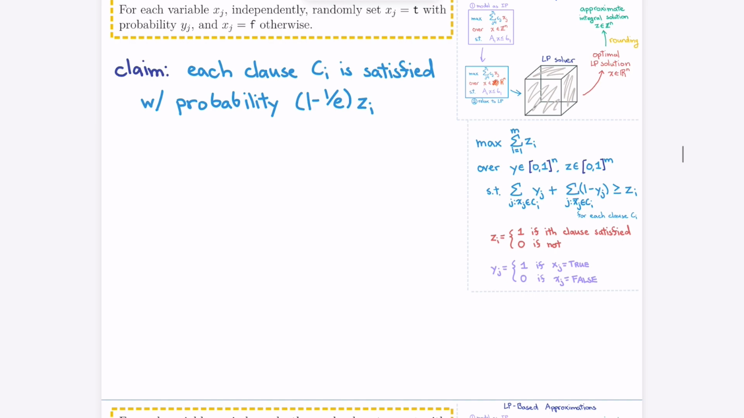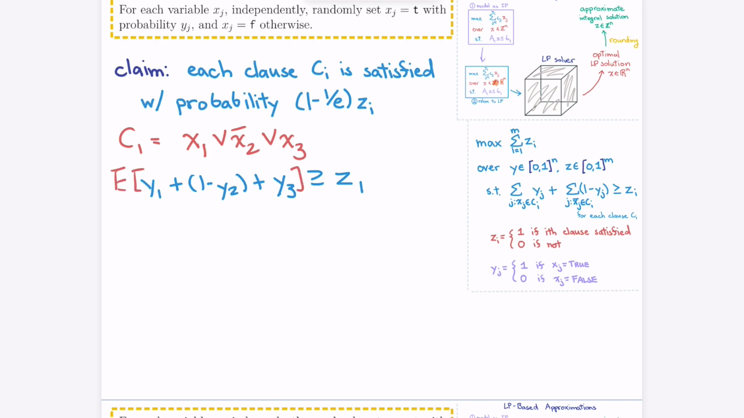We can make this a little bit more concrete. Let's say that I'm looking at C1, which is equal to X1 or not X2 or X3. The expectation of the summation that we use to bound Zi. Okay, let me write down the constraints. For this, we would have Y1 plus 1 minus Y2 plus Y3 is greater than or equal to Z1. If I took expectations of this, what do I get on both sides? Exact same. There's no randomness here. But it probably is helpful for me to write out this equation, right?